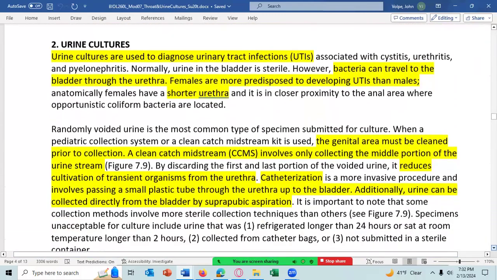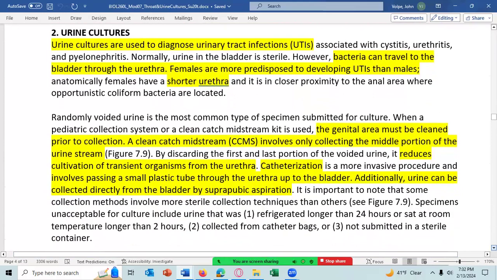All right, let's move on to the urine cultures. Urine cultures are used to diagnose urinary tract infections. These include cystitis, that's a bladder infection; urethritis, a urethra infection; and pyelonephritis, which is a ureter infection or a kidney infection.